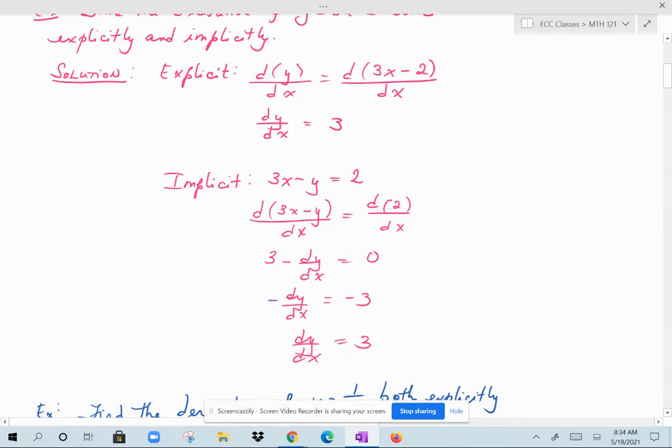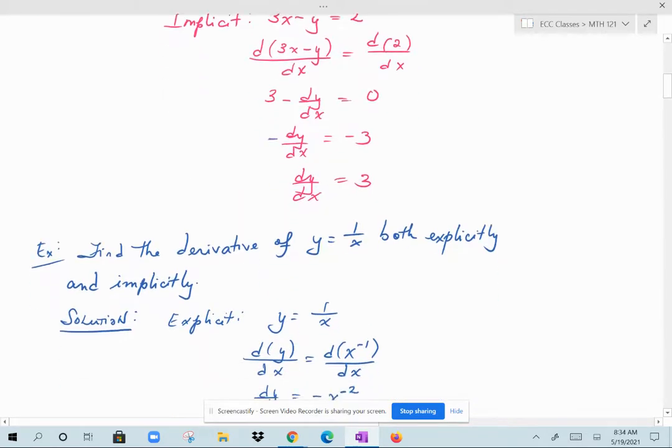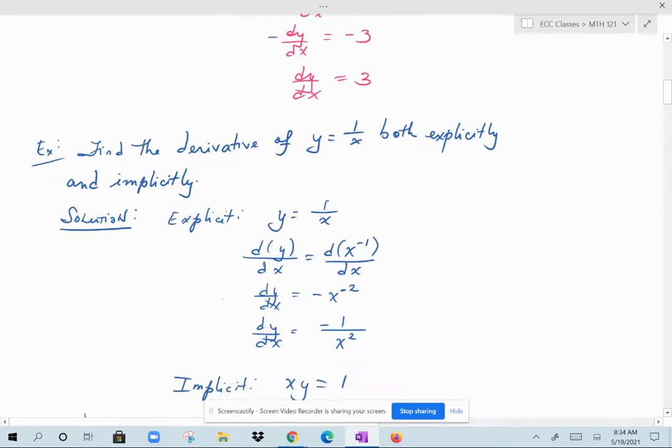So let's do another example. We're going to take the derivative of y equal to 1 over x, both explicitly and implicitly. So explicitly, first thing we want to do is rewrite 1 over x as x to the -1 so that we could use our power rule. Then I'm taking the derivative on the left and on the right with respect to x. So dy/dx is y prime, it's right here. And when I apply power rule, that's negative x to the -2.